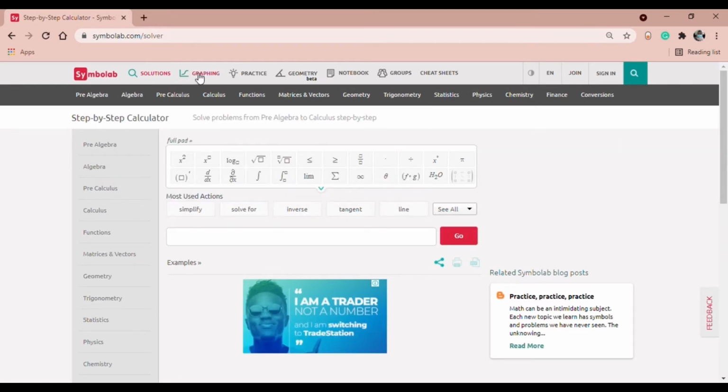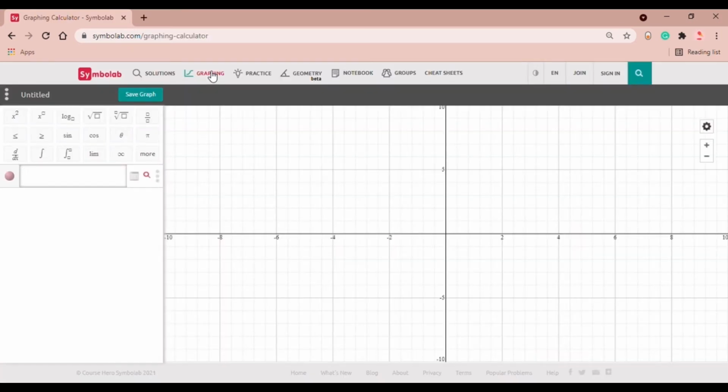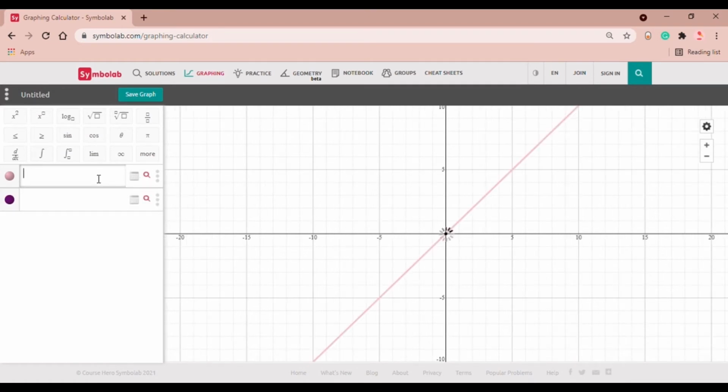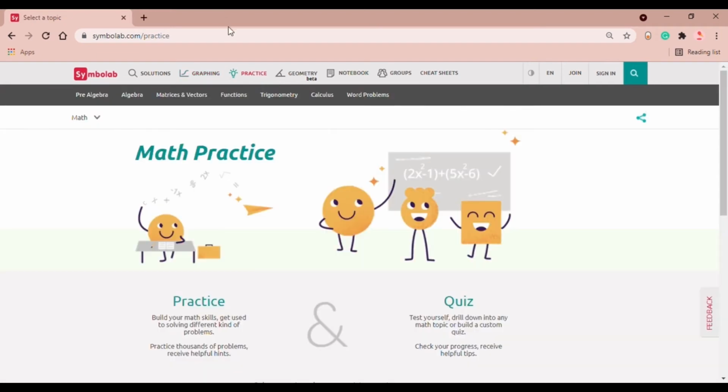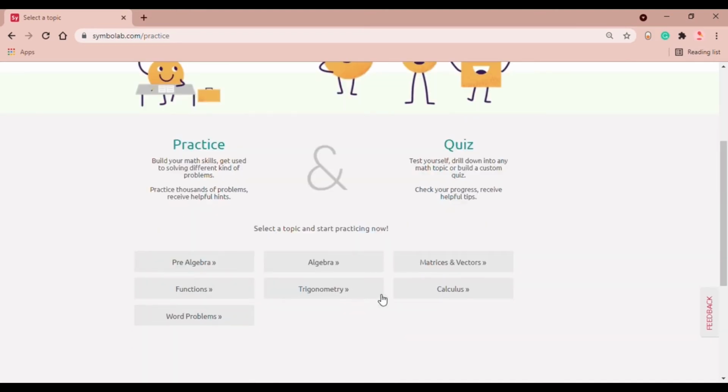However, for graphing, let's click on it and see what we got. So here is the text box. You can put your equation here, and after that, the graph will be shown here. You can just put anything that you want. Then for practice, here is the practice part. You have practice and some quizzes that you can take based on what chapter you want to test on.